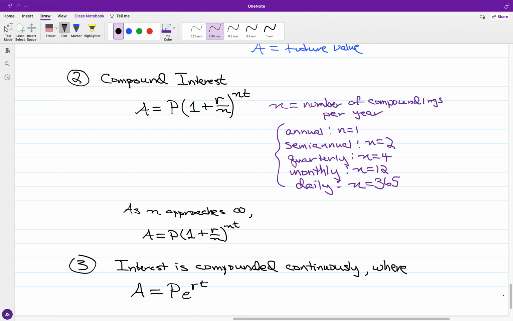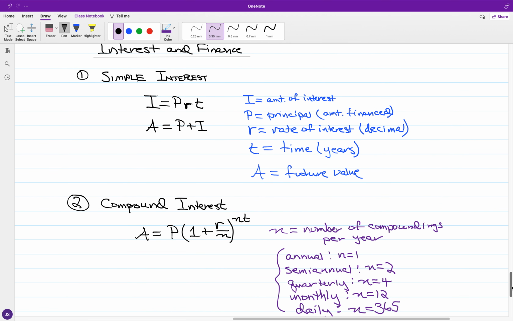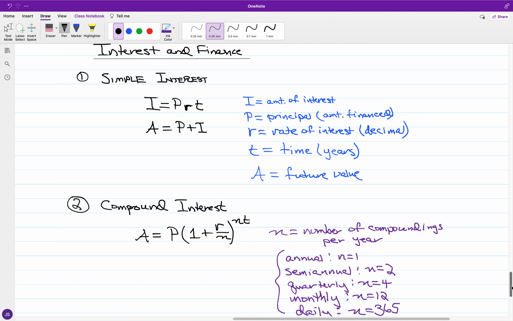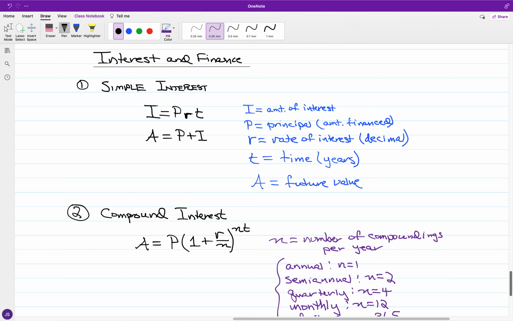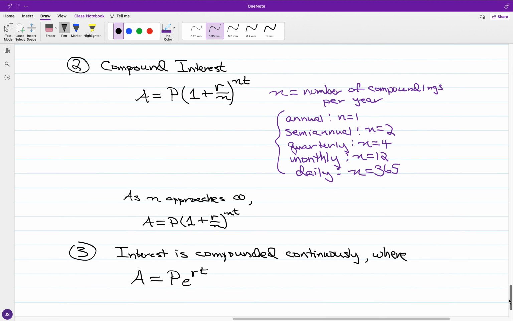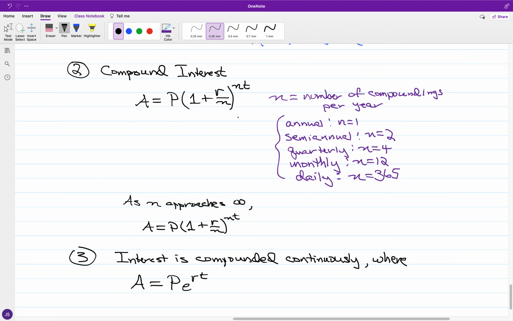So these are your counterparts for simple interest. You have I is equal to PRT, and the future value is the sum of the amount financed and the interest accrued. Then you have the non-continuous compounding for the future value from annual to daily compounding. And if you have continuous compounding, that formula becomes A is equal to P times e to the r times t, again where e is that natural logarithmic exponential base.